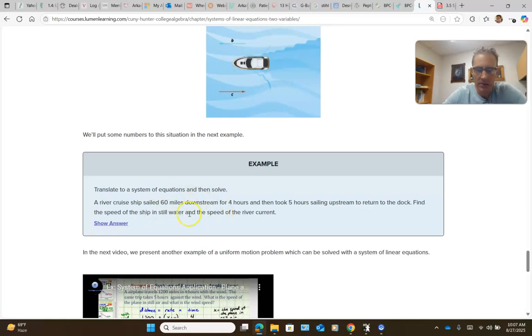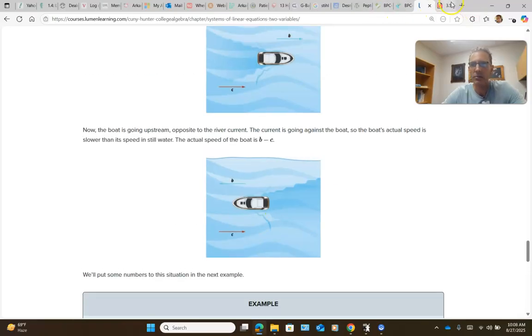Or, well, no, it doesn't say. It just sailed 60 miles downstream, and it took it 4 hours. But then it took it 5 hours to get back upstream. And so what you could do is figure out the actual speed of the ship relative to the water. Okay, the water is actually moving. That's why it took it less time to sail downstream than it did to come upstream. So the water is moving, but with respect to the water, we could figure out how fast the ship is actually sailing. Okay, so those are some examples.